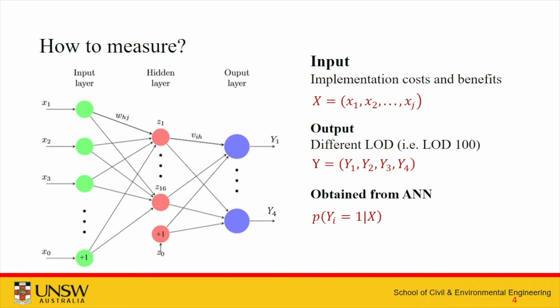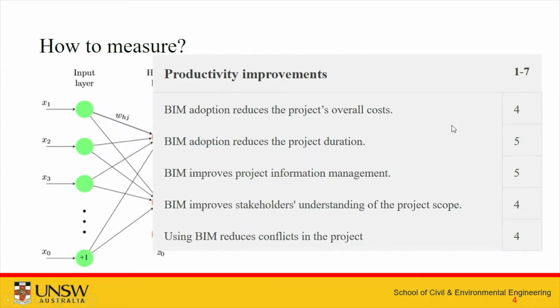Now I'll give you an example of how my input will look. I collected my data by using a questionnaire. This is about productivity improvement. I got 5 items in each of them, and these will be my input neurons for the network of productivity improvement. For each of the costs and benefits, I have one neural network each, so in total I have 5 neural networks. And they are measured from 1 to 7.